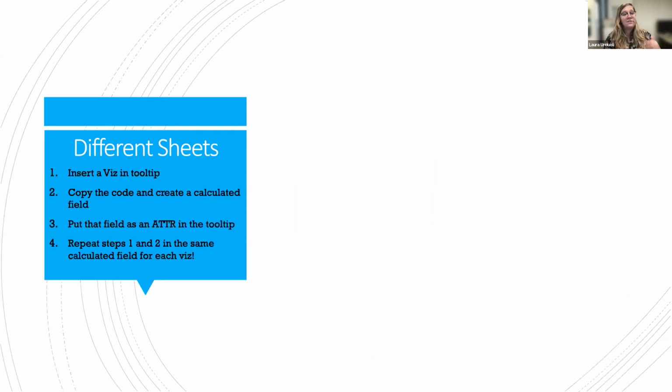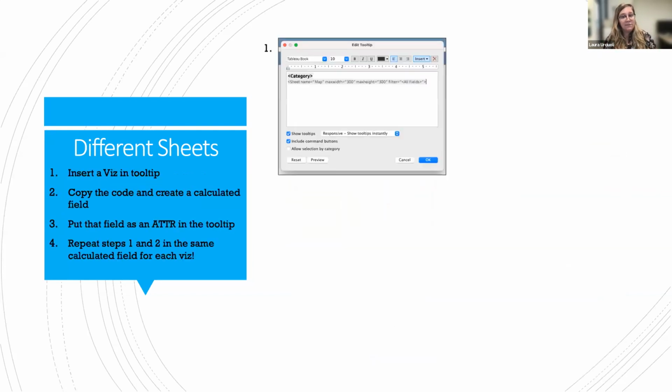So to actually do this, the first thing you're going to do is insert a viz into the tooltip. Here I've just inserted that map. When I do this, again, it's just going to bring up that map across all those categories, right? It's not actually going to change. So we're doing the same thing that we did when we just did the viz in tooltip. But what's important here is it's spitting out that code for me, and that code is what's important.